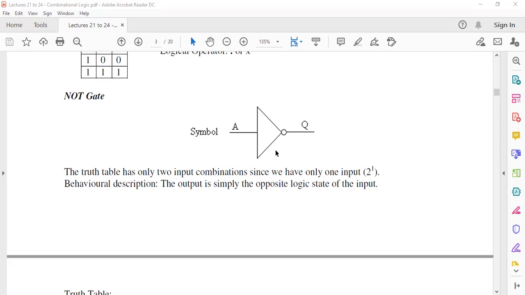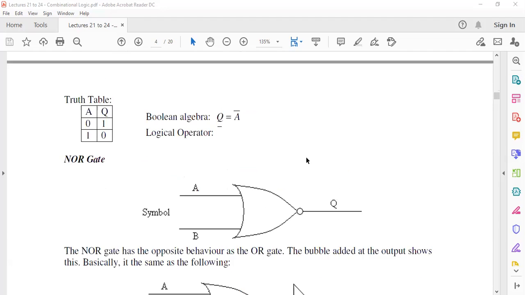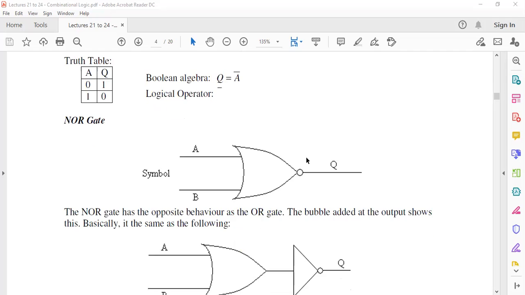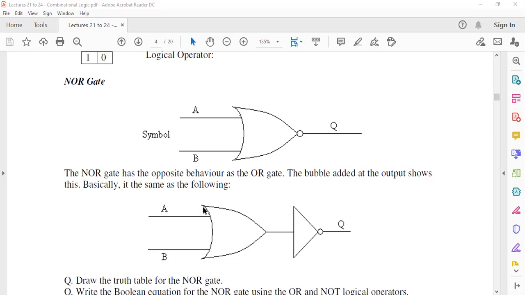Now, if you go back to the symbol for the NOT gate, it's normally shown as a triangle, but in the other gates we'll be considering, the inversion is normally represented just by this small circle here. When you're combining the NOT gate with other gates, it can be shown just as a small circle, like in this case here. The next gate we consider is the NOR gate. This is a NOT OR gate, as you can see here. So it's an OR gate and invert it.